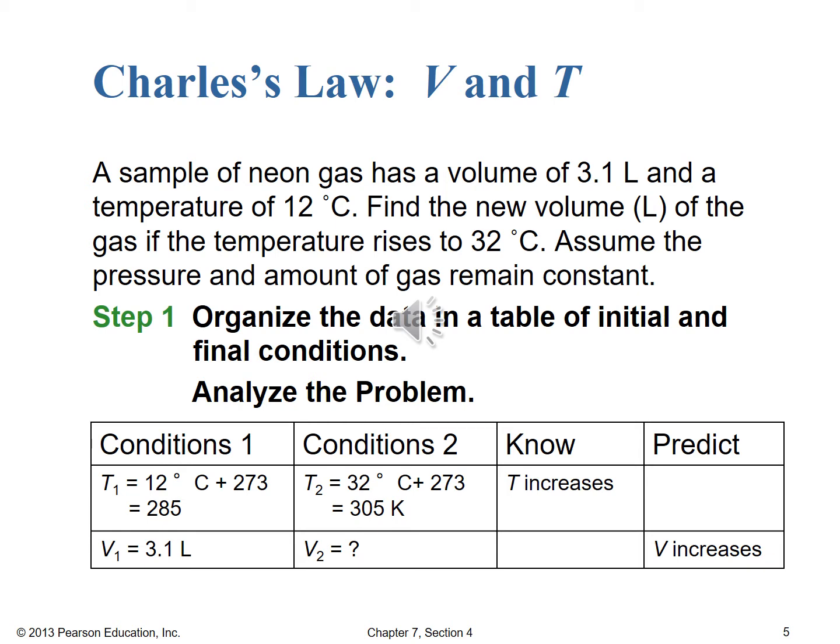So before we go to step 1, just a reminder, those Celsius temperatures, it looks here now that we've more than doubled the temperature from 12 to 32. If you've forgotten, we need to be in Kelvin. So when we go to our steps here in step 1, organize the data in a table of initial and final conditions and analyze the problem. Of course, we need to convert those temperatures.